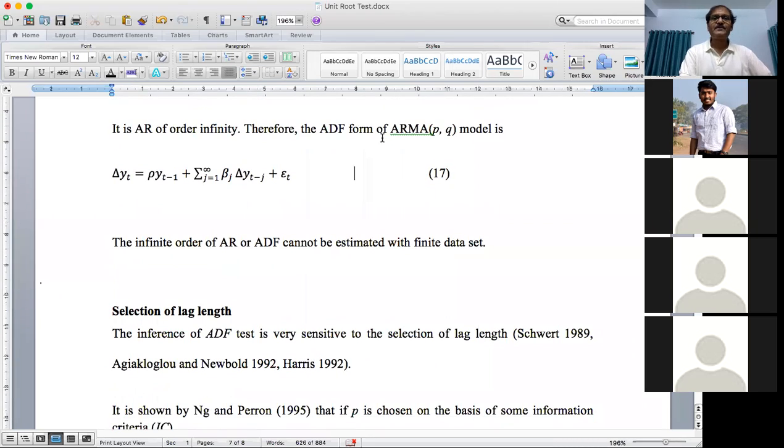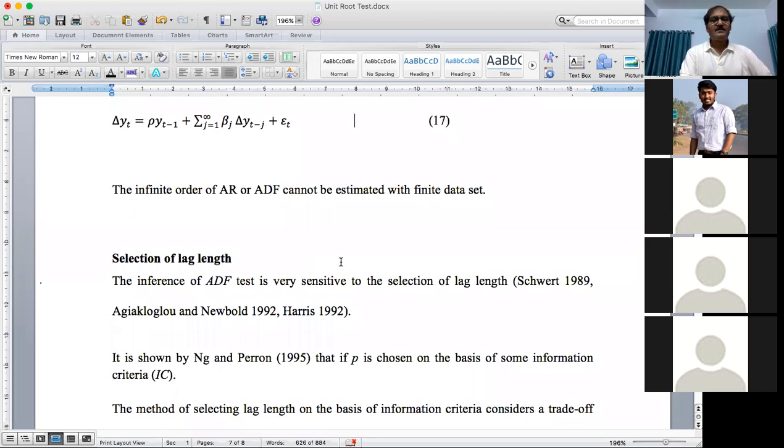So we have a few seconds left for this session. So we can start again to look into further issues relating to the Dickey-Fuller test or augmented Dickey-Fuller test in the third session.